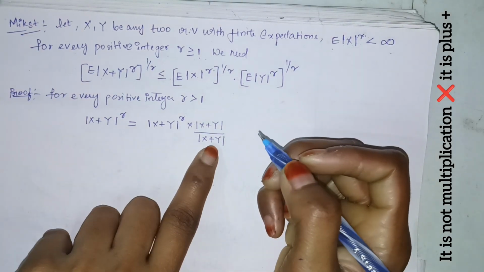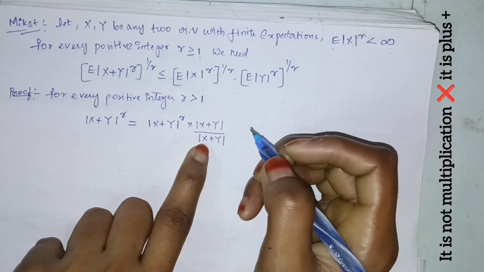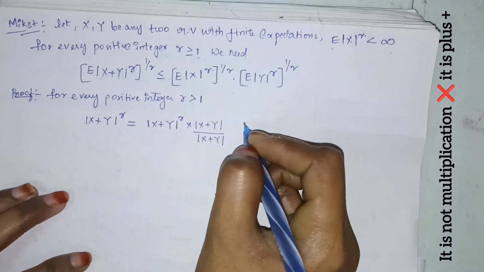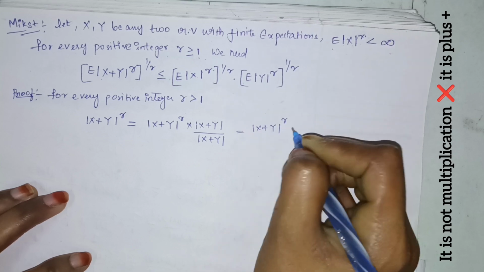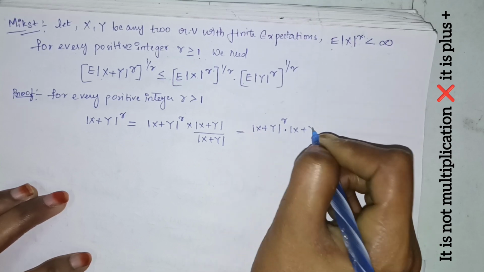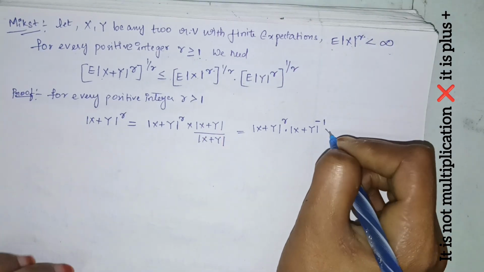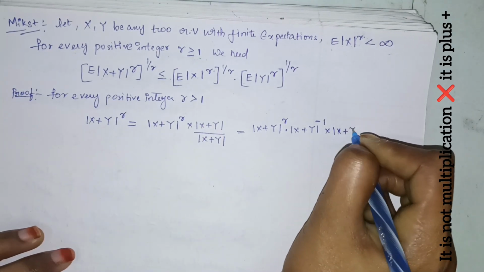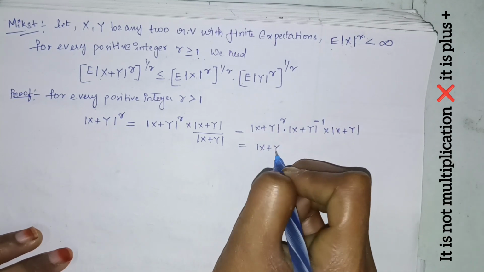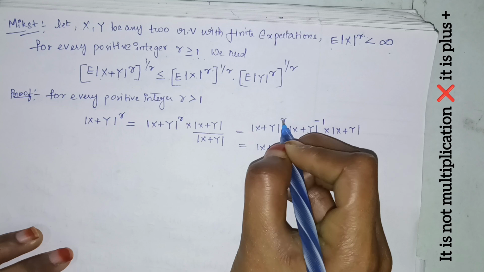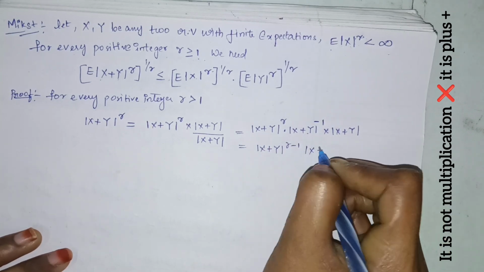If I take this mod x plus y from the denominator to the numerator, which is nothing but mod x plus y to the power of r into mod x plus y to the power of minus 1, and I have mod x plus y here, therefore into mod x plus y. So I can write this as mod x plus y to the power of, bases are same, powers to be added, r minus 1 into mod x plus y.